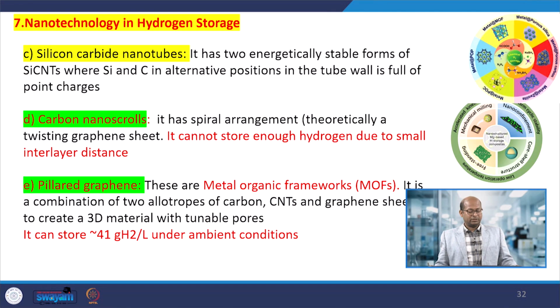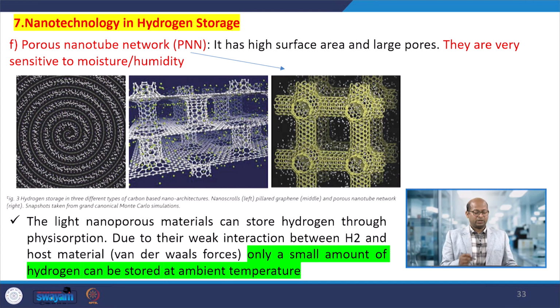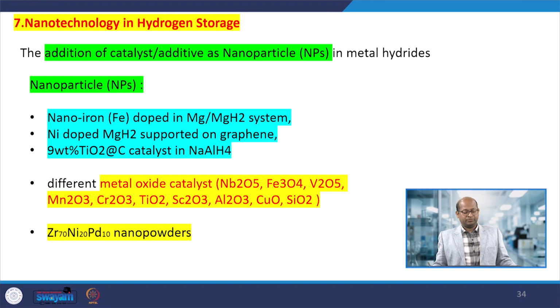Then silicon carbide, carbon nanoscrolls, pillared graphenes, these are the materials we can also use to store hydrogen. These are the nanomaterials we can use to store hydrogen at room temperature or low temperature conditions. Porous nanotube network also, this is actually a deep theoretical study that has been done, and this type of structure they have developed by simulation. So, these are the various nanomaterials I said.